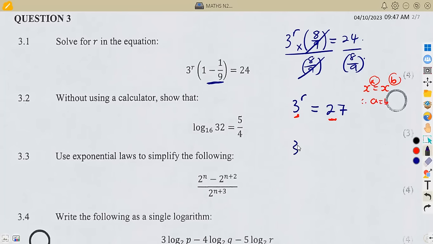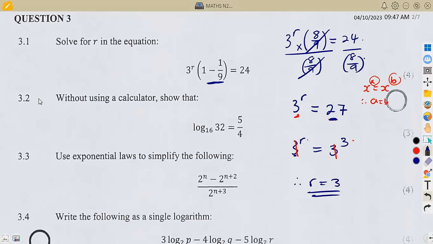So now we have 3 to the exponent of r, which is equal to 27. 27 in terms of 3 is the same as 3 to the exponent of 3. So the bases are the same here, which means the exponents are the same. Therefore, our r is equal to 3. All right, so that was it for this question.